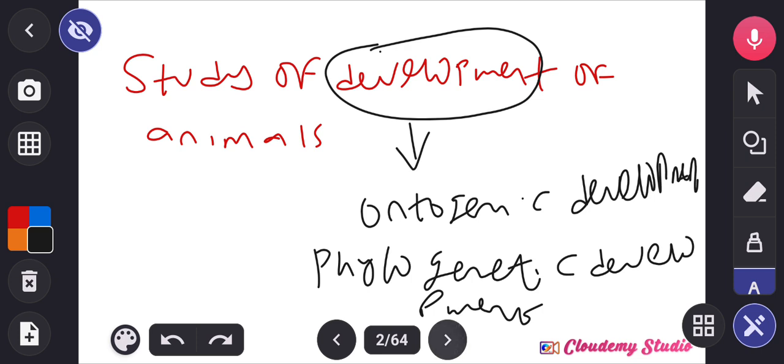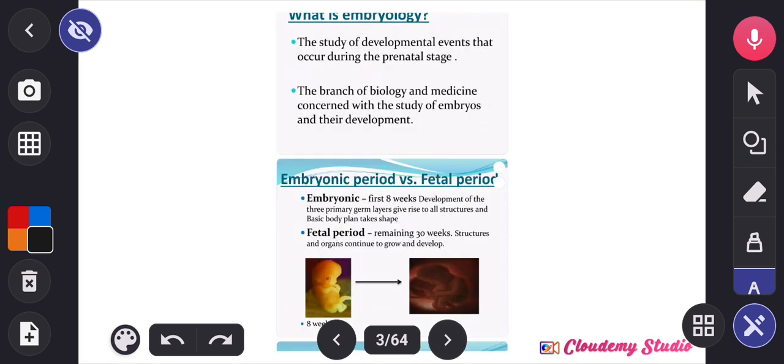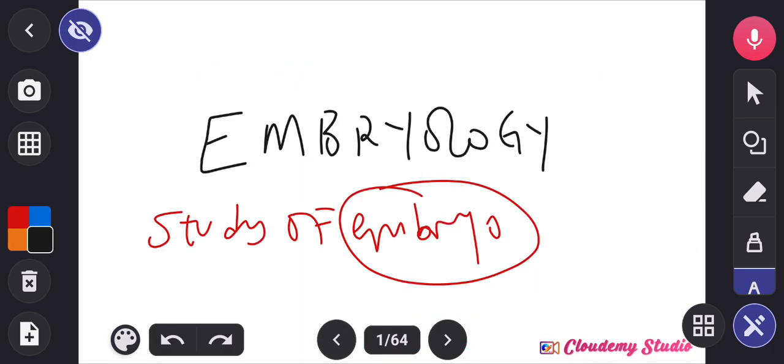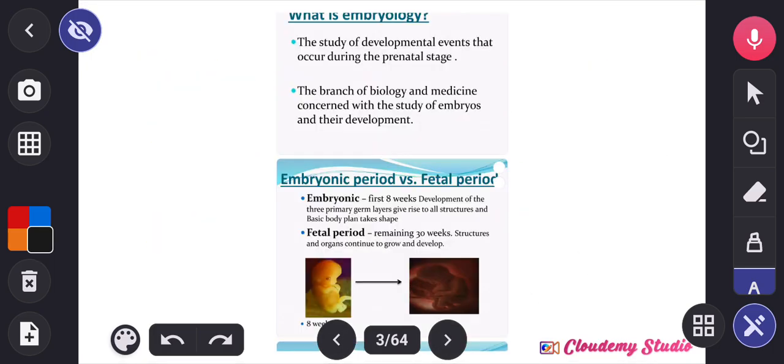There are now phases of embryology. Look at this slide. The ones I just mentioned are just introduction. Embryology is the study of developmental events that occur during the prenatal stage. This branch of biology and medicine is concerned with the study of the embryo as well as its development. So it is studying two things: the embryo as well as their development. We have two periods: the embryonic period and the fetal period.